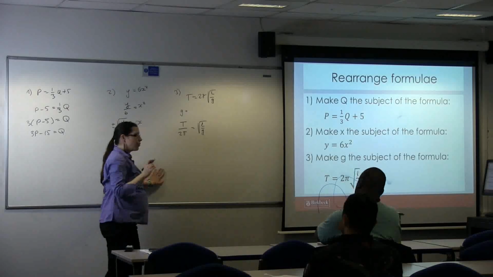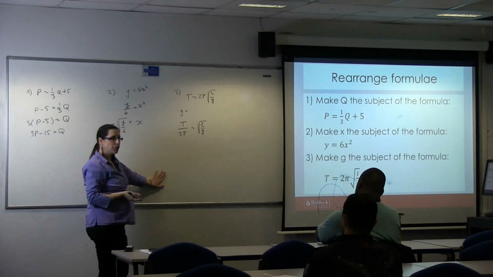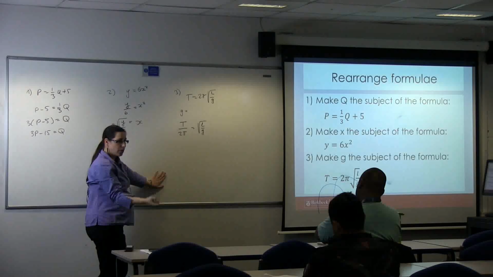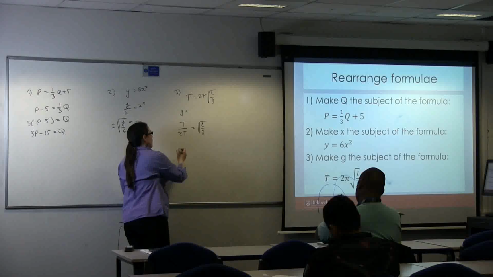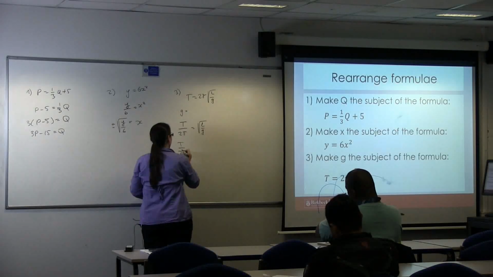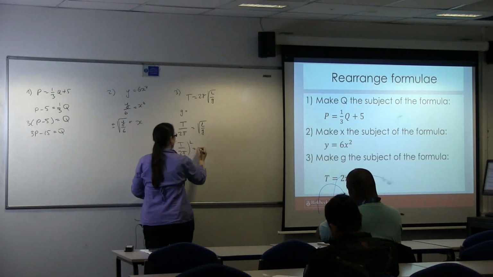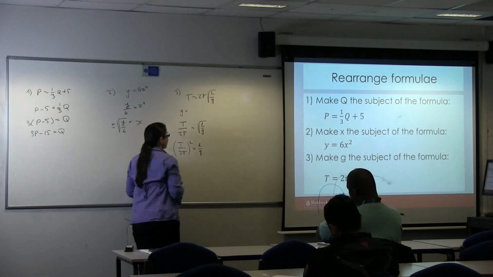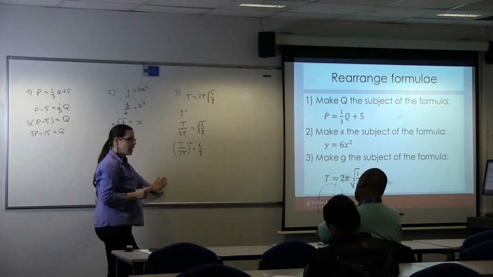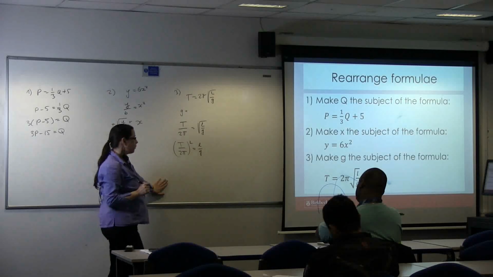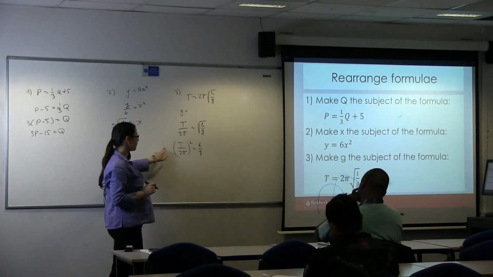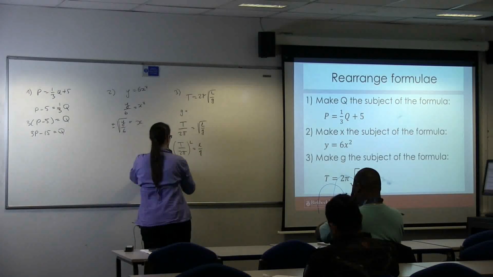Now, the G is under the root. How can I undo the root? Well, I've undone the squaring by taking the root, so I can undo the root by taking the square. So, that would be t over 2 pi squared equals L over G. But now I want G, and G is at the bottom down. So what I can do, I can multiply up by G. So I would have G up.